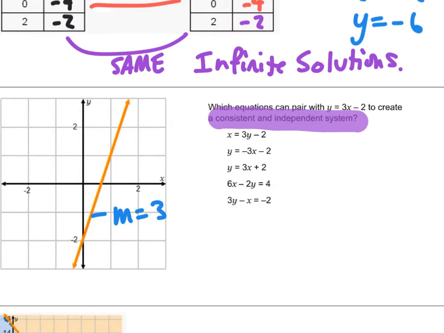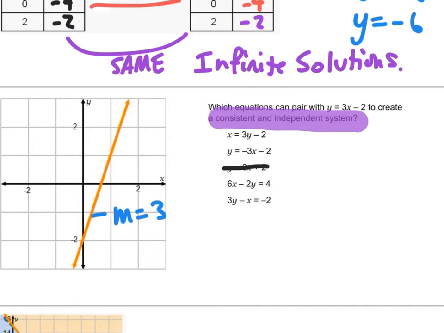So what I want to do is eliminate all of the lines that don't have a slope of 3. Okay, so I know here that this line has a slope of 3. I'm going to get rid of that. That's not going to give me one solution.